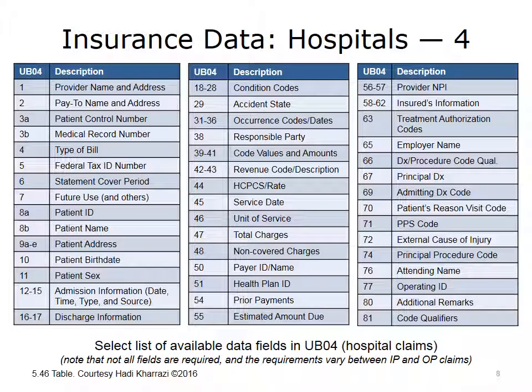This table shows the data elements of the UB04 form. As shown, there are a variety of data elements, such as patient information and demographics, provider information, payer information, discharge information, procedure and revenue codes, and diagnosis codes. A number of these data elements are commonly used for population health analytics, such as demographics, procedures, and diagnoses. Note that not all fields are required, and the requirements vary between inpatient and outpatient settings.